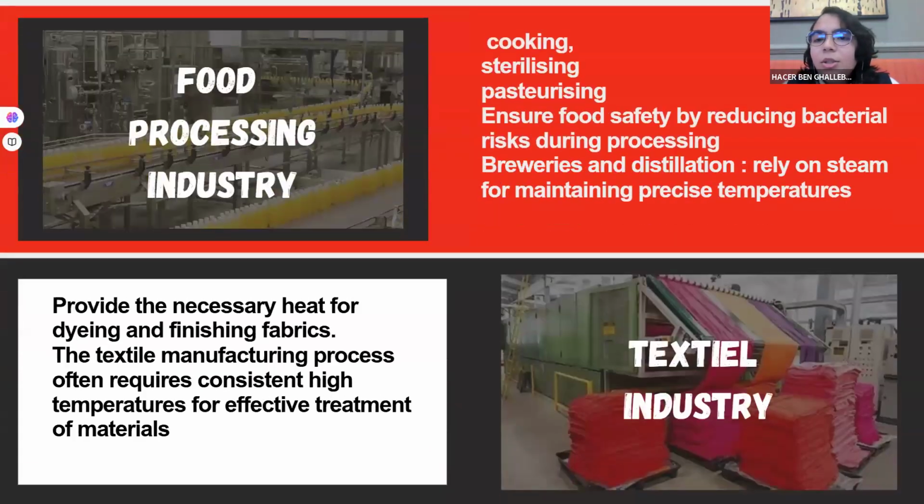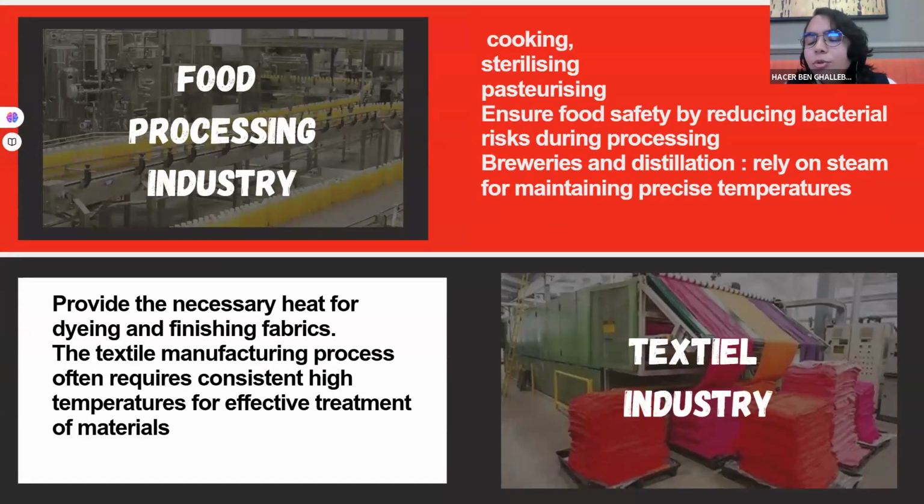So when can we find such a product exactly? For example, in food processing industries, steam boilers are used to generate heat for cooking, sterilization, and pasteurization. Also, it is used to minimize the risk of bacteria inside the final product, for brewing or distillation also. Another example is textile industries, where these devices are used to maintain a specific high temperature to treat, to dye, and to finish the final product and give it its final shape.